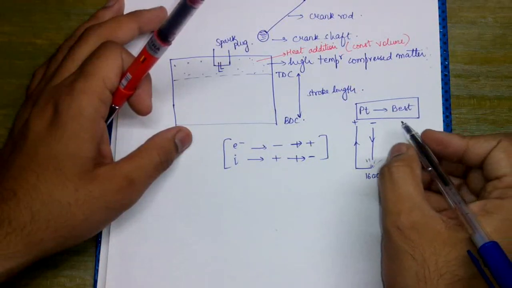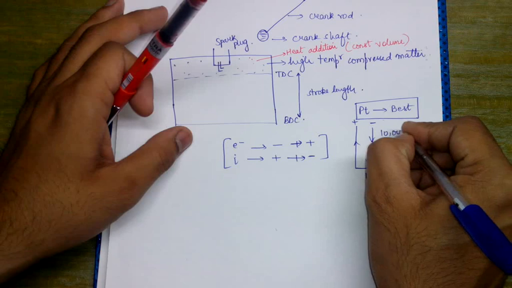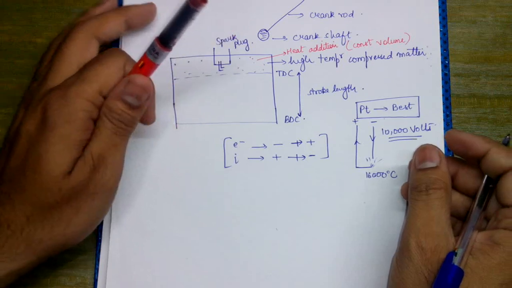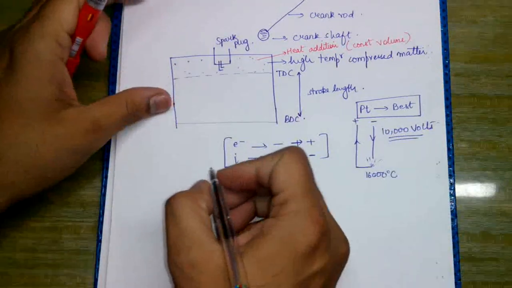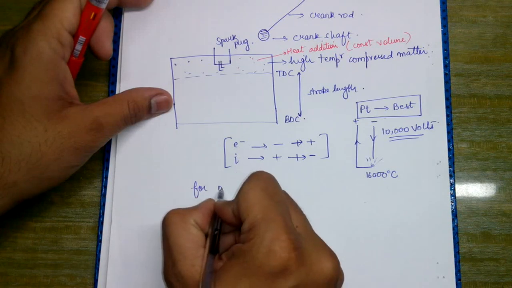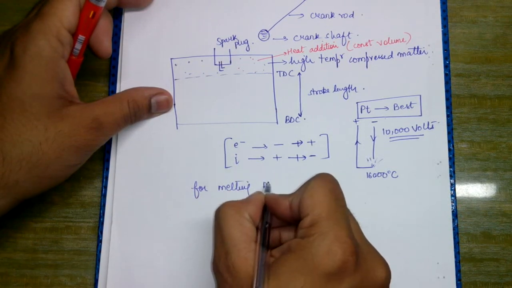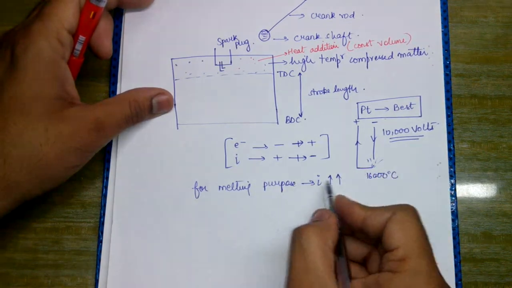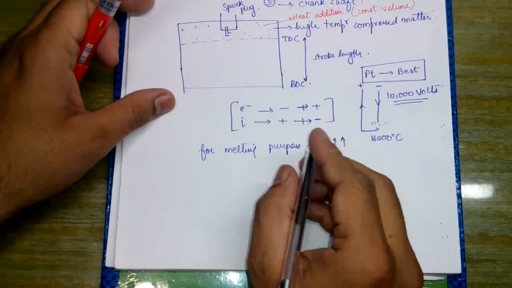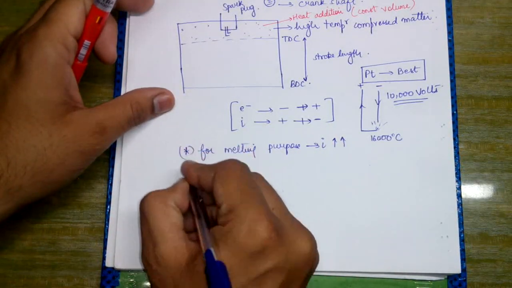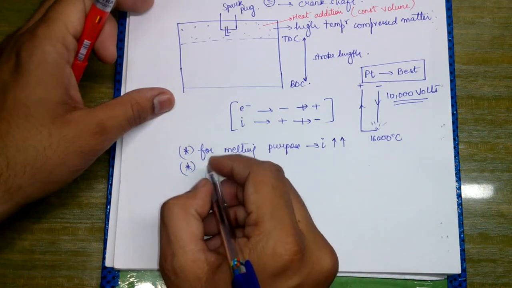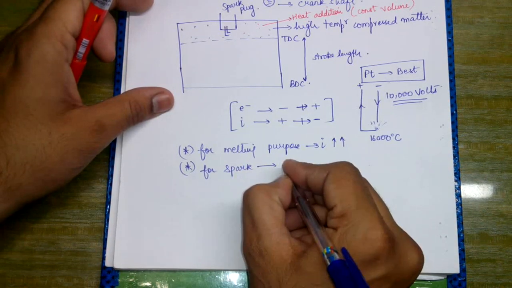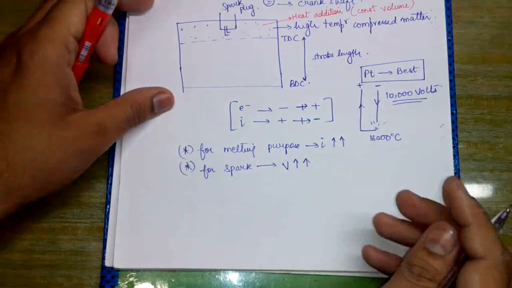And about how much voltage or potential difference is applied? Around 10,000 volts of potential difference is applied between the terminals of the spark plug in order to produce a spark. We have to remember one thing: for melting purposes, we need a very high value of current. But if we are aiming for spark production, the potential difference should be very, very high.